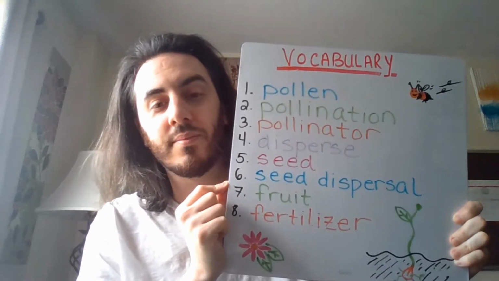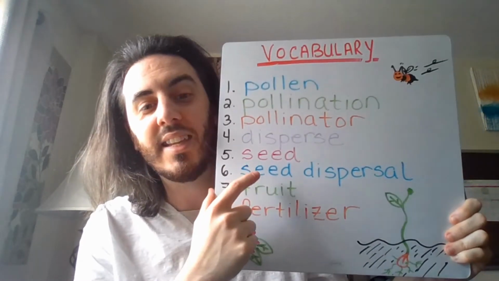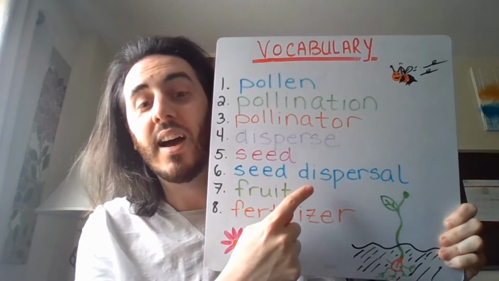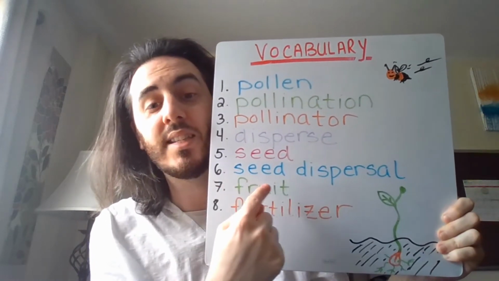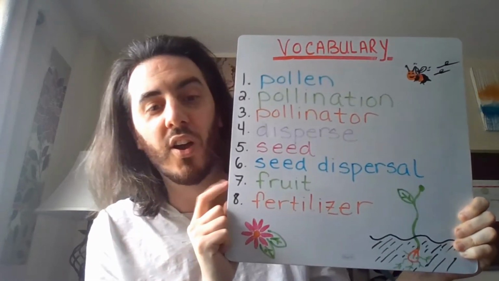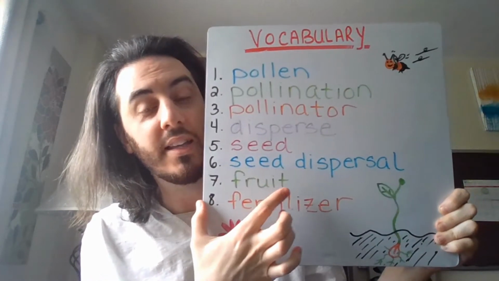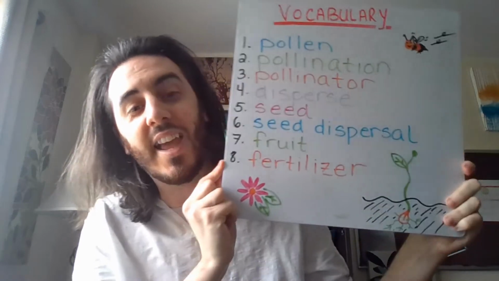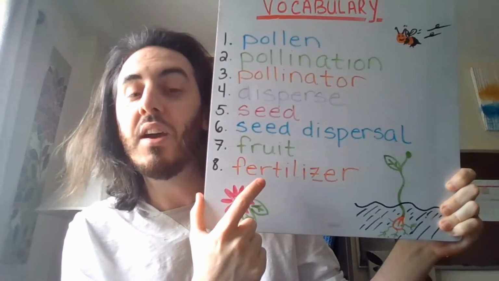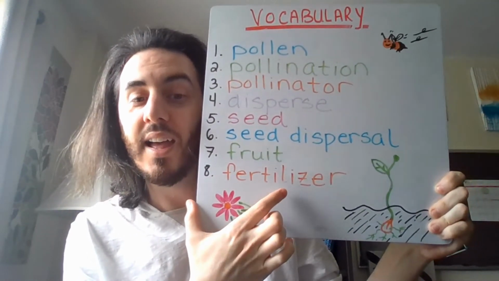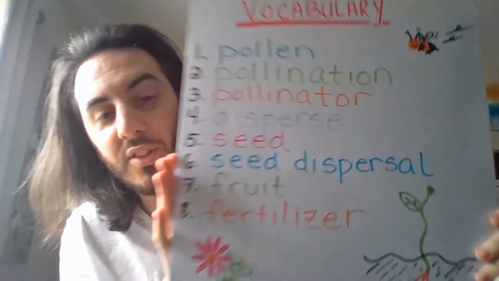Our fifth word for today is seed. S-E-E-D. Our sixth word is seed dispersal. That's S-E-E-D-D-I-S-P-E-R-S-A-L. Seed dispersal. Our seventh word is fruit. F-R-U-I-T. Fruit. And the eighth word, our final word for today, will be fertilizer. That's F-E-R-T-I-L-I-Z-E-R. Fertilizer.